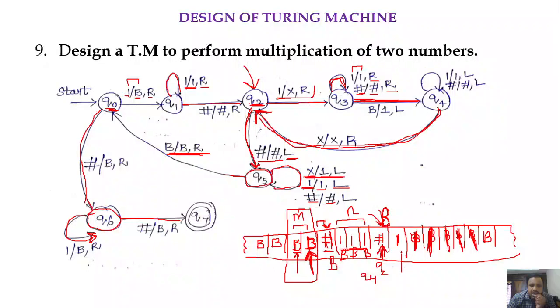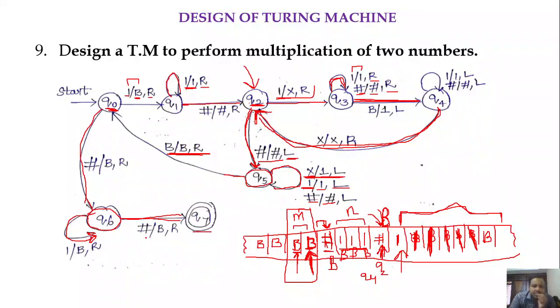Okay, and once you move the head towards right after the last hash, after replacing the last hash with a blank, you will get an output cell. So from this point you are going to get an output cell. So we can move from state q6 to q7. You can mark the state q7 as a final state, right?